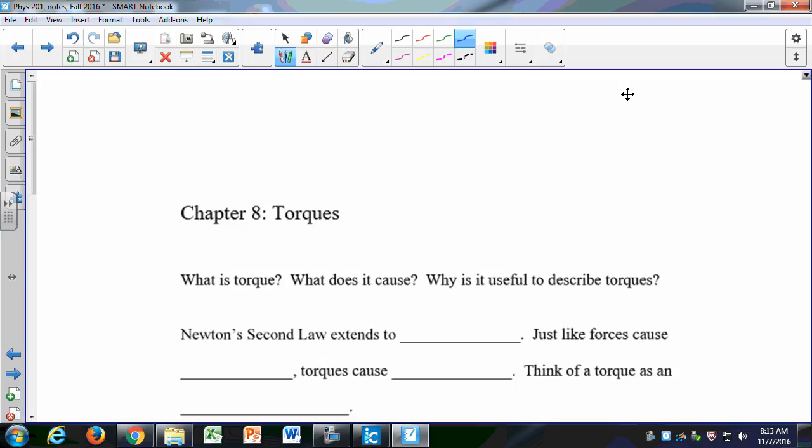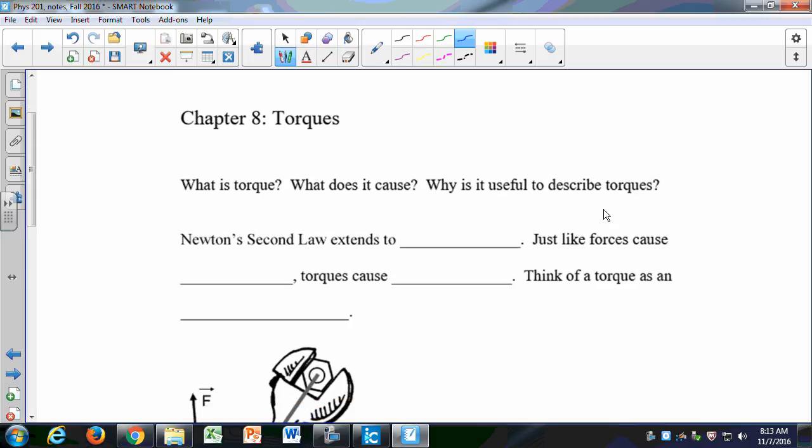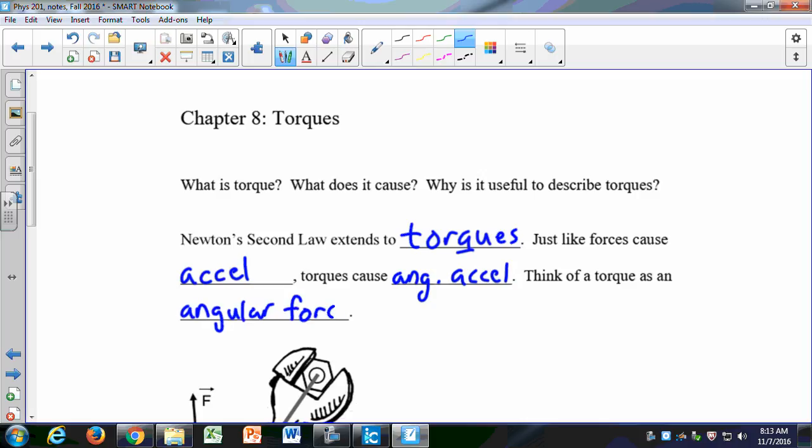But anyway, when I think of torques, torques cause rotational motion. And it's useful to describe torques because whenever we have things that are rotating in a rotational sense, that's caused by a torque. So Newton's second law also extends to torques. And just like forces cause acceleration, torques cause angular acceleration. So we can sort of think of torque as an angular force. In fact, we'll treat it very much like that.